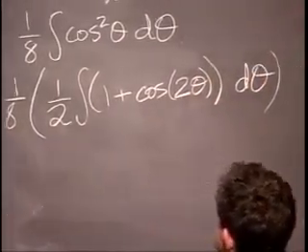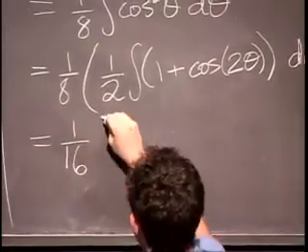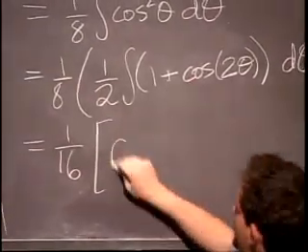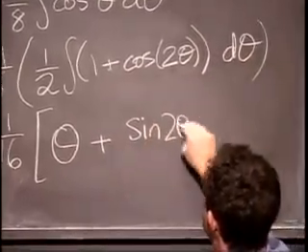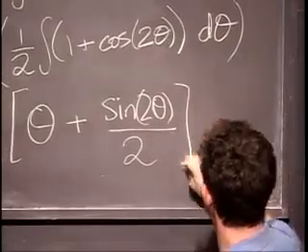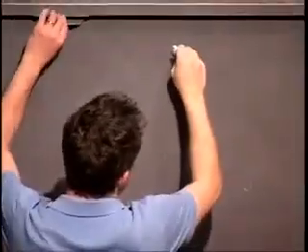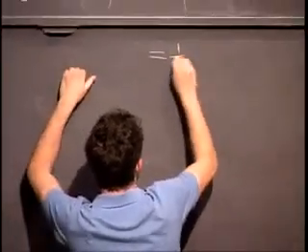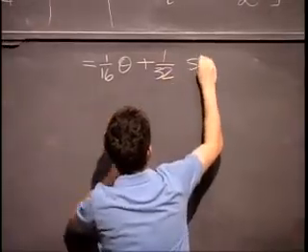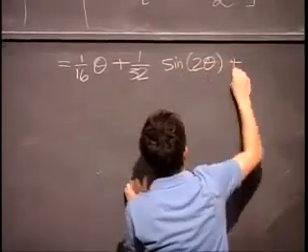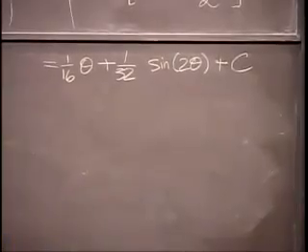D theta. So if we work this out, we get 1/16. 8 times 2 is 16. We get theta. And the integral of cosine 2 theta is sine 2 theta divided by 2 plus a constant. So this works out to be 1/16 theta plus 1 over 32 sine 2 theta plus a constant. So we've now worked out the integral.